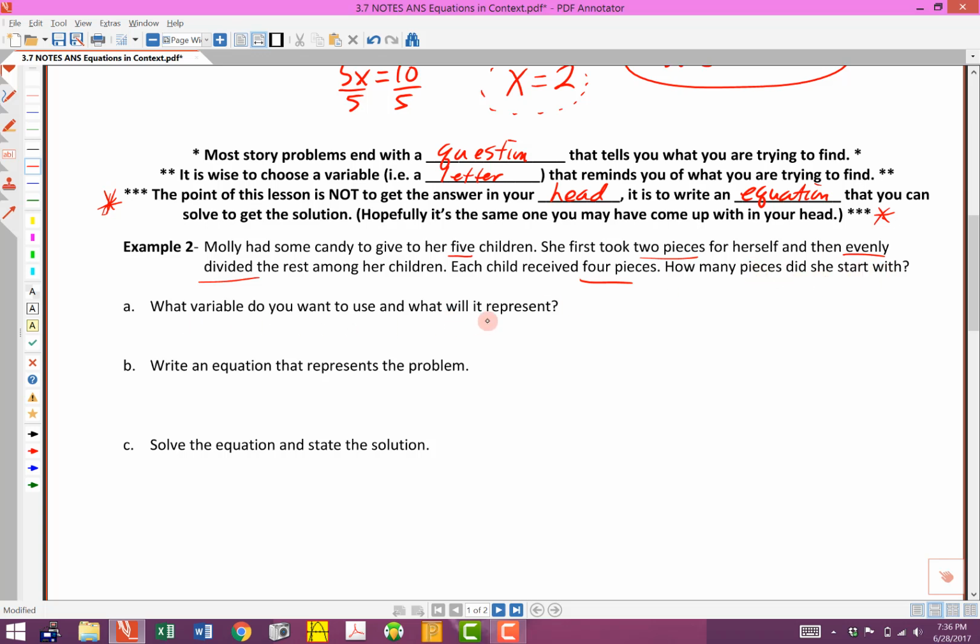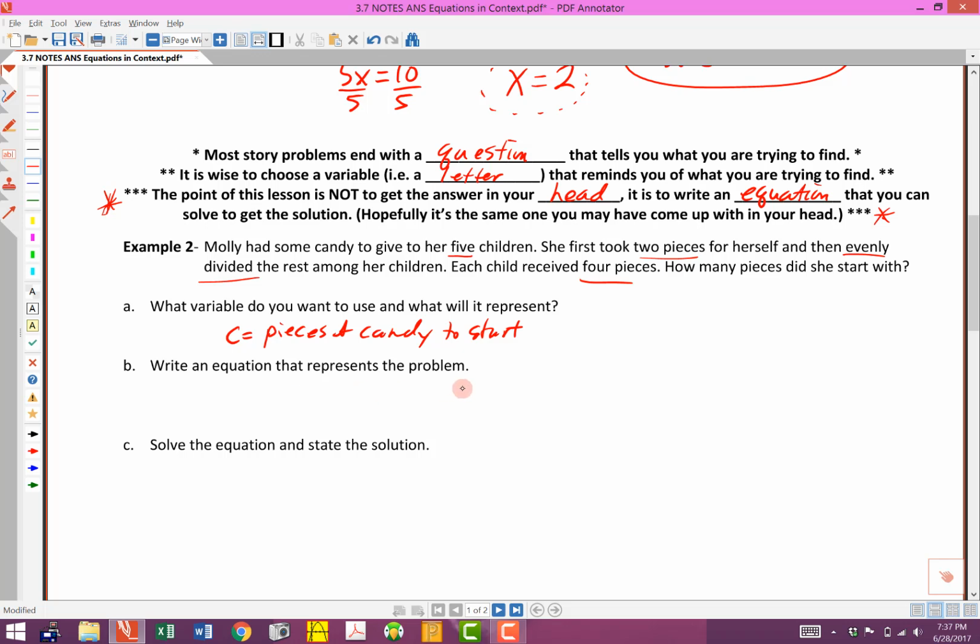All right, so what variable should we use, and what's it going to represent? Well, we're talking about the number of pieces of candy, so we're going to say C equals pieces of candy. So this problem is talking about candy, so let's use C for candy. We could be really specific to start with. Okay? And then it says write an equation that represents the problem.